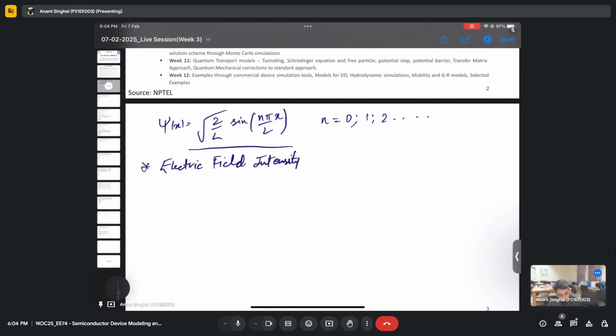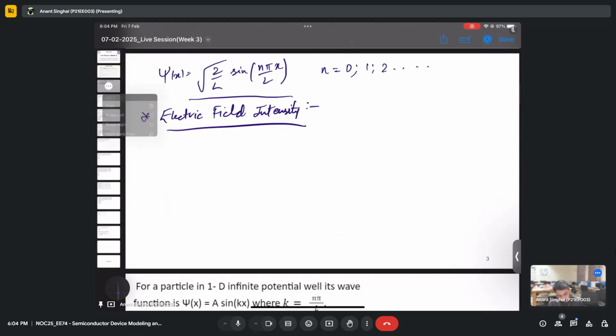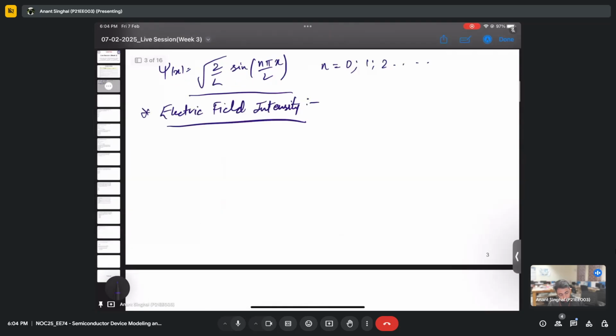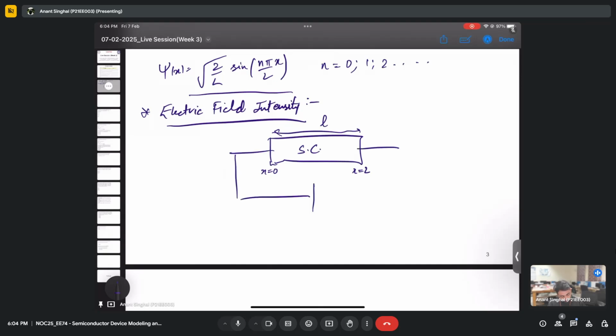I hope you have already seen the videos for this particular course also. That will further help you in understanding the basics really well. So what is electric field intensity? Let us consider a semiconductor bar of some certain length L, where this end is x equals 0 and the other end is x equals L. I am applying a certain voltage V across it.